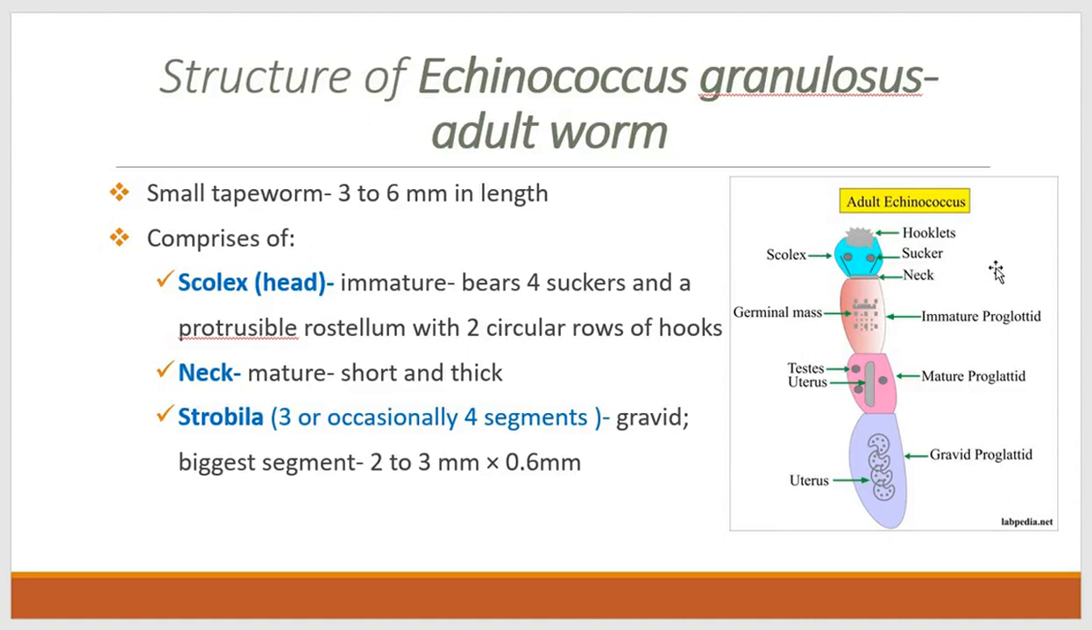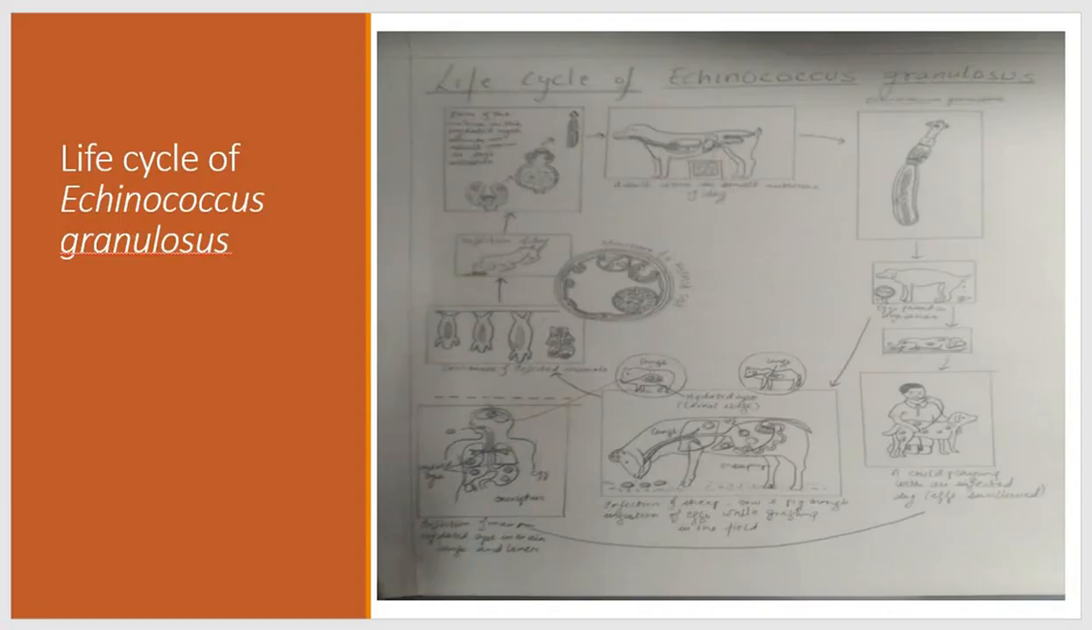Then the second part is the neck, which is the mature part, and it is short and thick. The third part is the strobila, which usually has three segments, but occasionally it can have four segments also. This is the gravid part and the biggest segment also, because its length is 2 to 3 millimeters and the breadth is 0.6 millimeters. Now the life cycle, how the hydatid disease or the hydatid cyst develops.